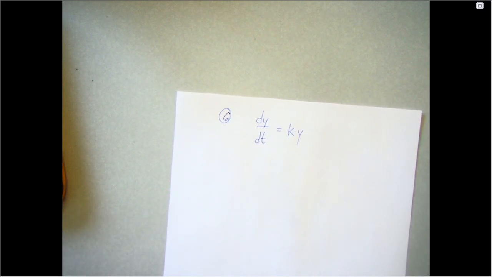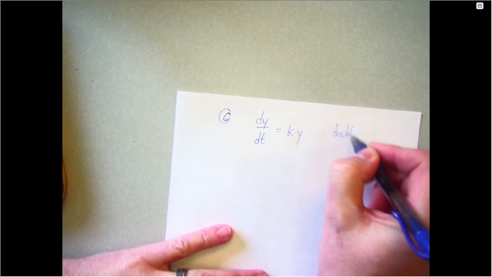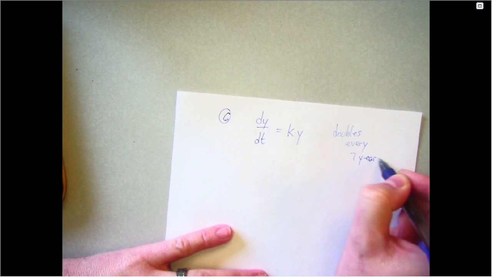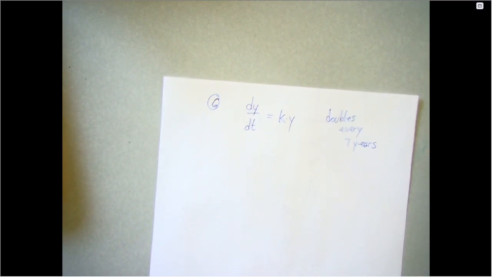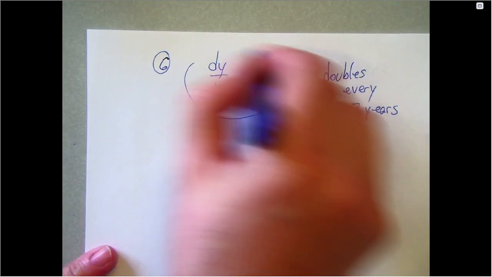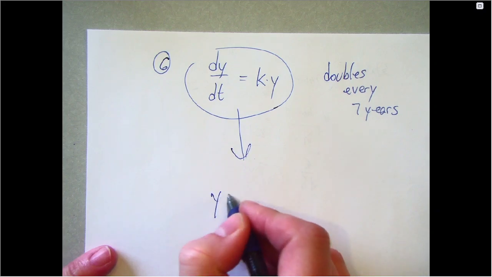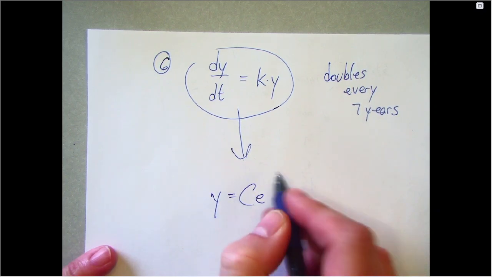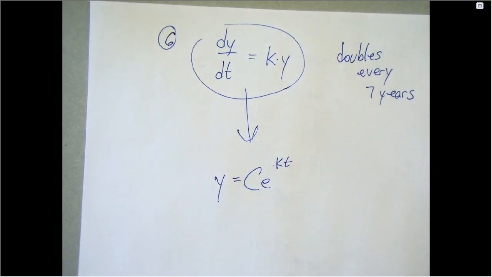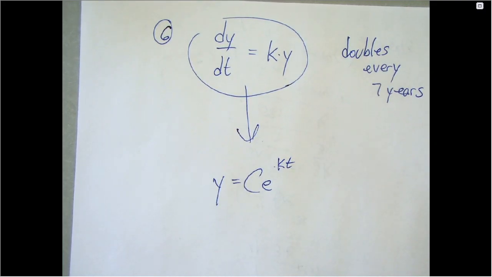So they give me that, and they're asking about doubling time. Doubles every 7 years. We're supposed to find the value of k. So there's the calculus, but I'm going to put it in the advanced algebra pretty quickly. So C e to the k times t. And it doubles every 7 years.